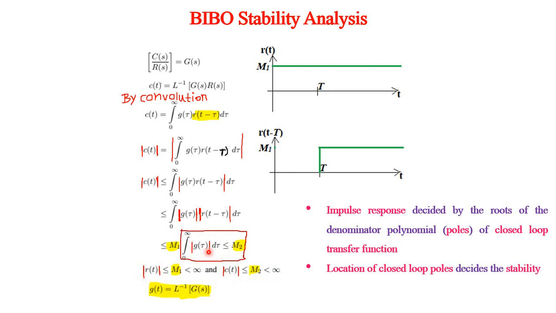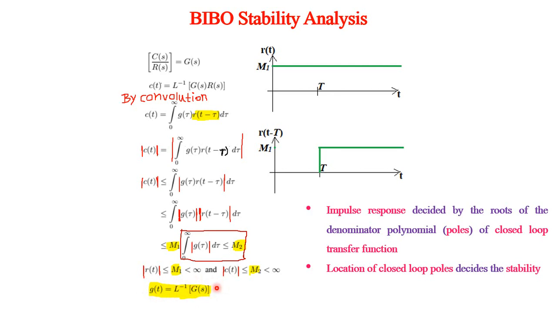Here we have taken the time shifted variable. We can even write this integration as modulus of g of t dt also, because just by changing the variable we are not going to affect the value of the integration, provided the limits of the integration remain the same. Therefore, g of t is the inverse Laplace of g of s. So g of s is the closed loop transfer function. Therefore, the inverse Laplace transformation of g of s is going to decide g of t.